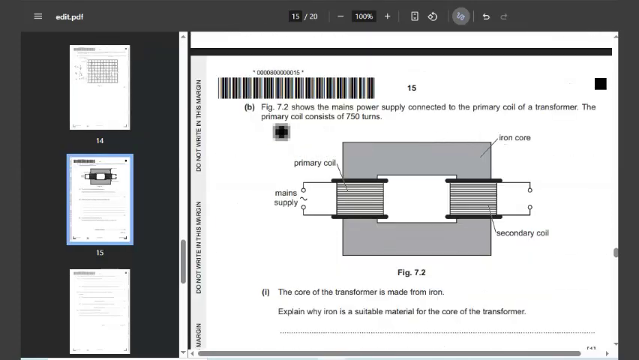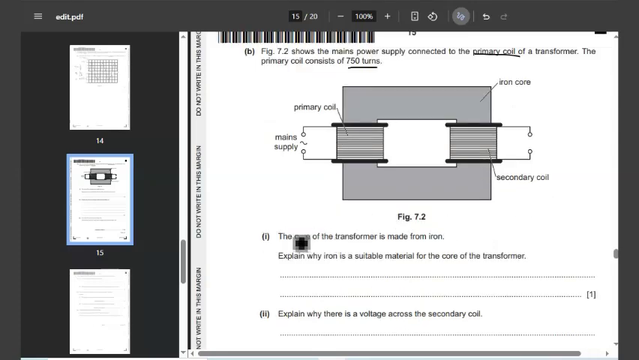Question B. Figure 7.2 shows the mains power supply connected to the primary coil of a transformer. The primary coil has 750 turns. So that mains supply, the alternating current, is connected to a primary coil here, and the primary coil is connected to an iron core. And the iron core is connected to a secondary coil here.